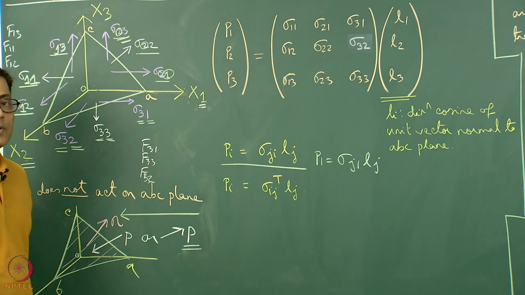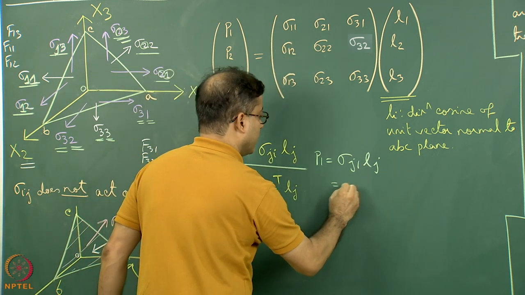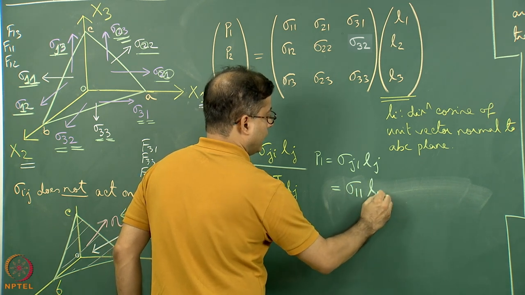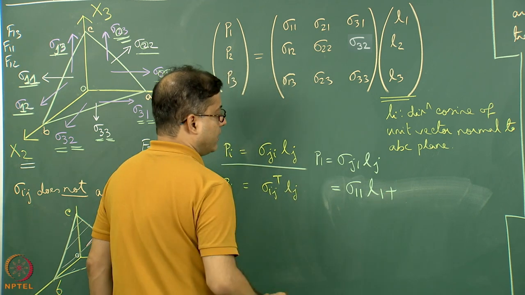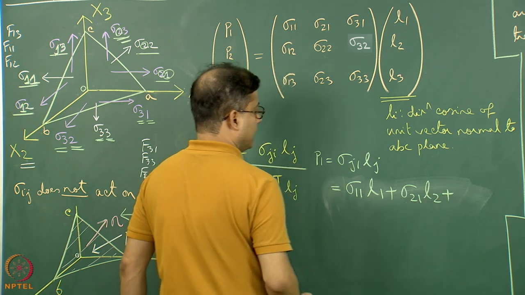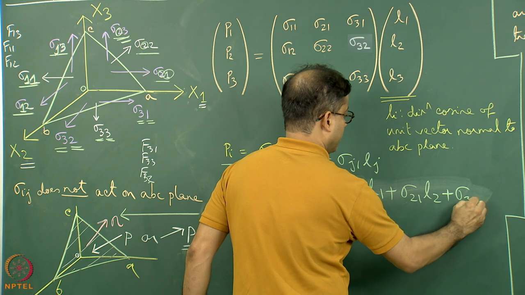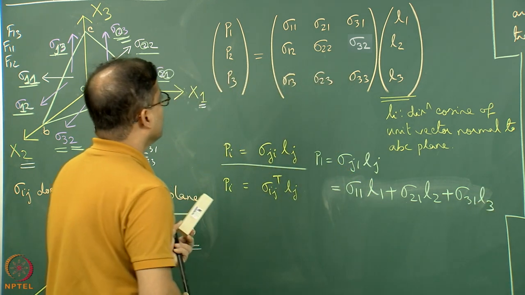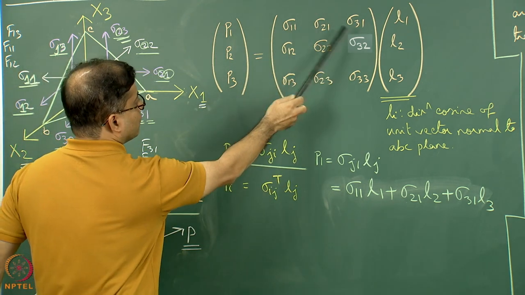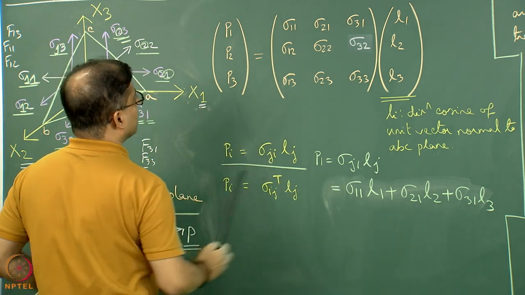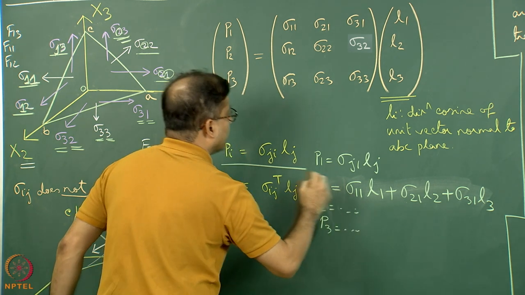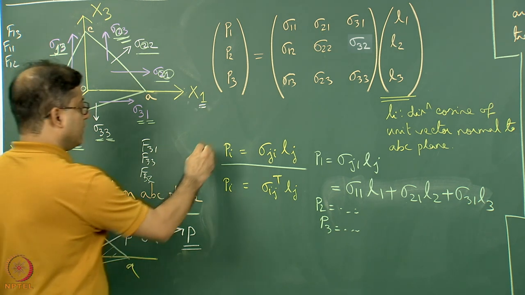Now I will write j equal to 1, 2 and 3, and then it will come to the first expression: j equal to 1, sigma 1 1 L 1, plus j equal to 2, sigma 2 1 L 2, plus j equal to 3, sigma 3 1 L 3. So it comes here: P1 equal to sigma 11 L1 plus sigma 21 L2 plus sigma 31 L3. Similarly, by putting i equal to 2 and i equal to 3, we can get the desired expressions. So once this is understood, that is also understood.